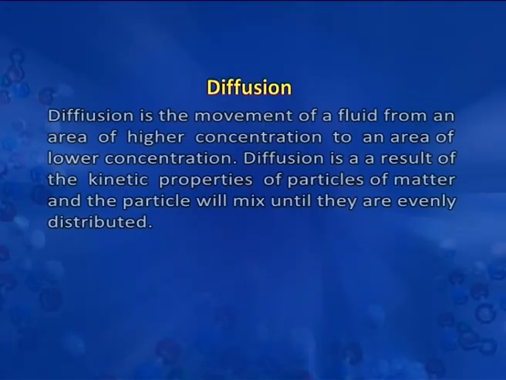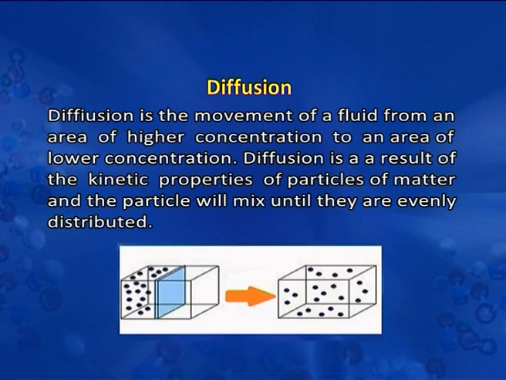Now, let us discuss what diffusion is. Diffusion is the movement of a fluid from an area of higher concentration to an area of lower concentration. Diffusion is a result of the kinetic properties of particles of matter, and the particles will mix until they are evenly distributed. As you can see in this slide, there are some gaseous molecules and this one is mixing with this phase. So, this rate of mixing is known as diffusion.